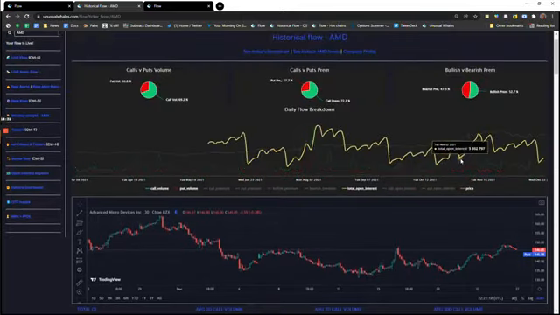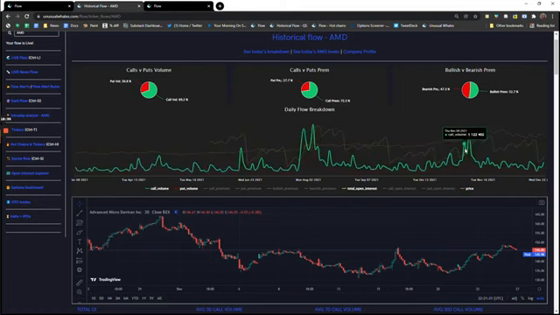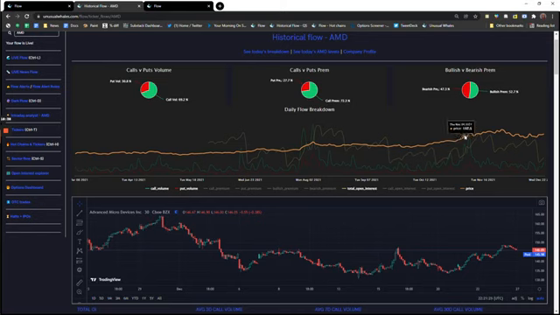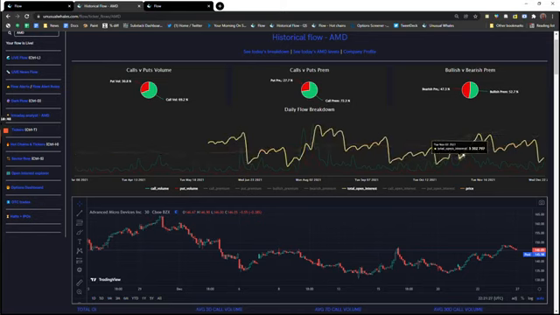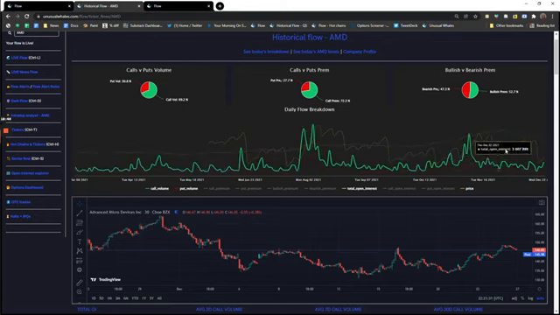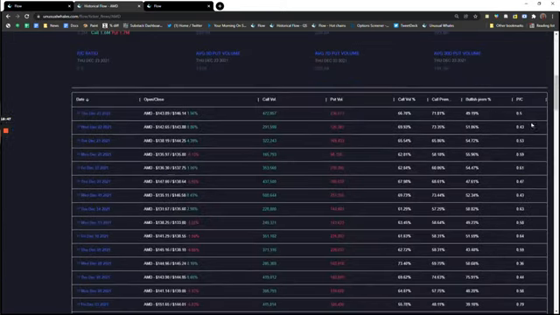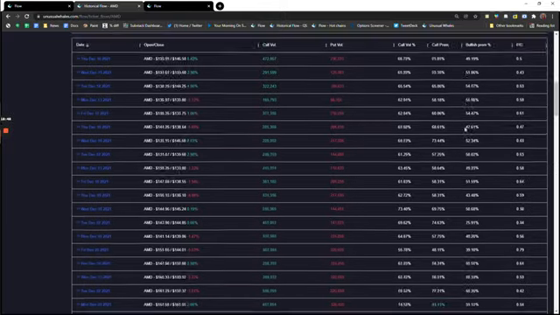Let's see. Yep, November 3rd, 4th, 5th, 6th, 7th, 8th. You see this rise in price, rise in open interest, rise in bullish premium. So this is something that you also want to be checking every day. I look at it to make sure that I'm seeing things right.